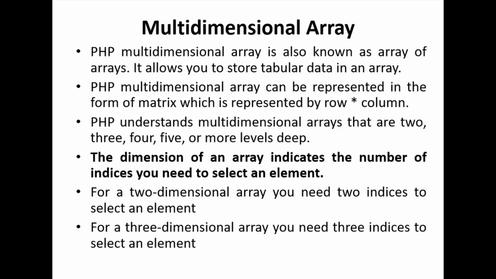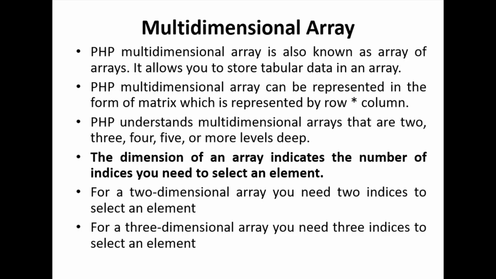A PHP multidimensional array can be represented in the form of a matrix, which is represented by rows multiplied by columns. That is what A01 is. Row multiplied by column. 0th row, 0th column; 0th row, first column; 0th row, second column, and so on. PHP understands multidimensional arrays that are 2, 3, 4, 5 or more levels deep, meaning greater than 2 levels deep.